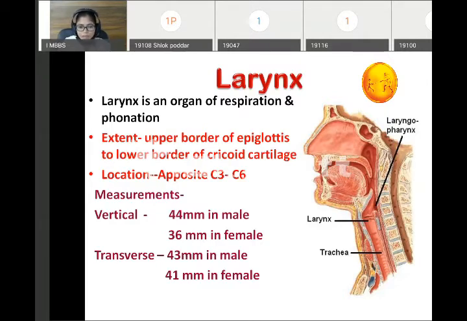Now, measurements. Its vertical length is 44 mm in males and 36 mm in females. And the transverse measurements are 43 mm in males and 41 mm in females.